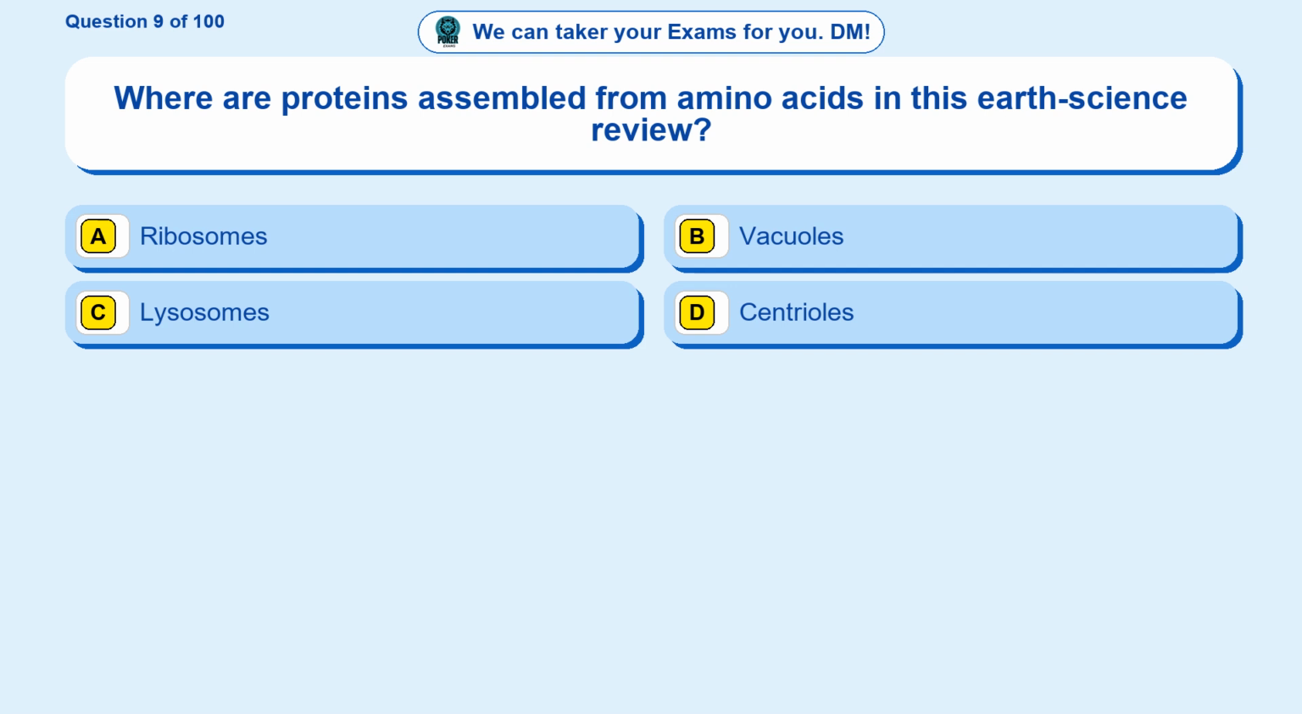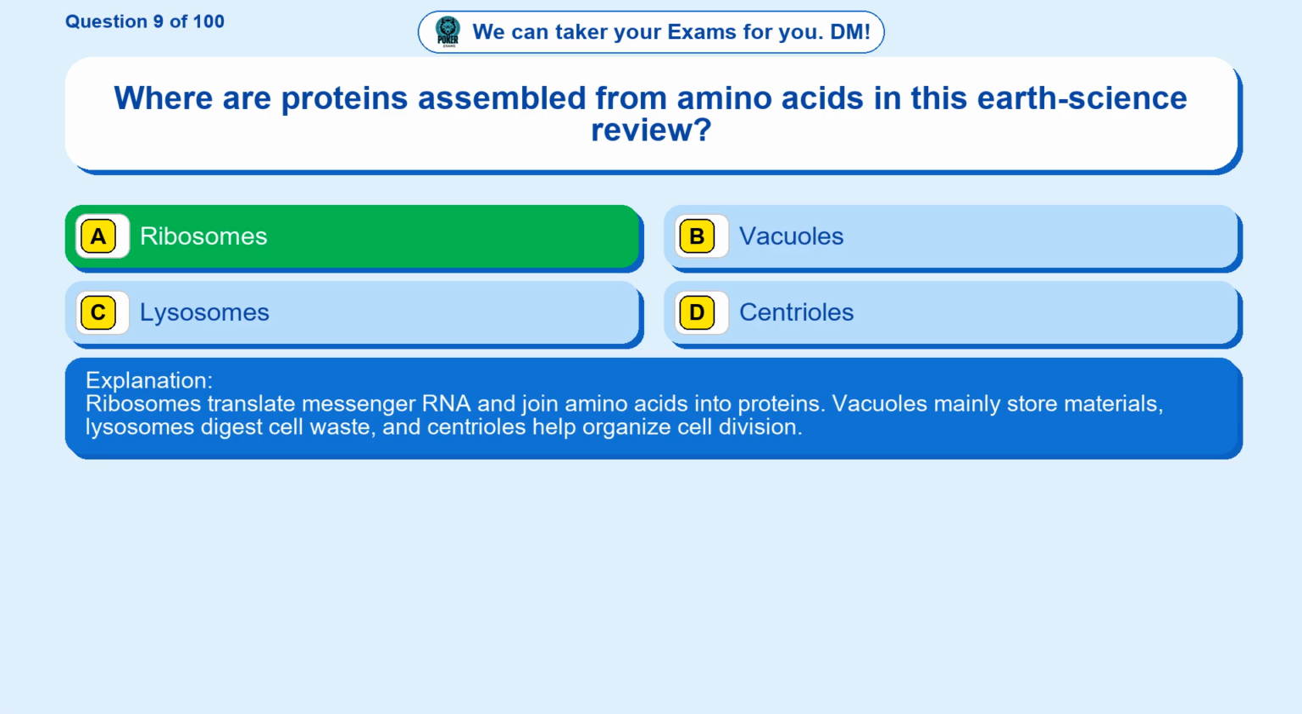Question 9. Where are proteins assembled from amino acids in this Earth Science Review? Option A, ribosomes. Option B, vacuoles. Option C, lysosomes. Option D, centrioles. The correct answer is option A. Ribosomes. Ribosomes translate messenger RNA and join amino acids into proteins. Vacuoles mainly store materials, lysosomes digest cell waste, and centrioles help organize cell division.